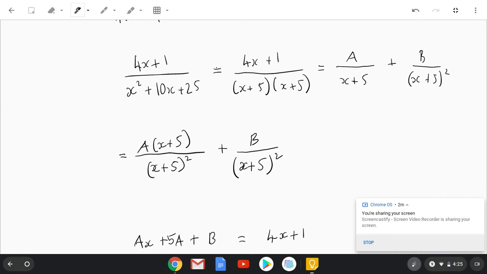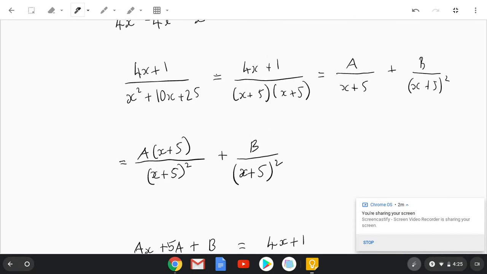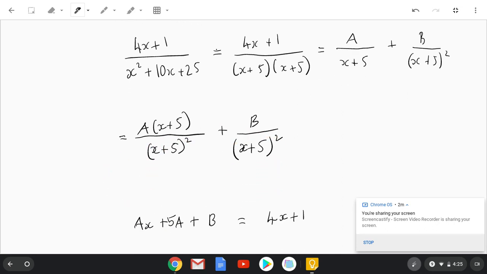Now, because these two denominators are not the same, what we are going to do is make them the same. So all we need to do is multiply out this factor by x plus 5, and we'll get x plus 5 all squared. But you have to do the same to the top, which is times by x plus 5. So we end up with this expression where both of the denominators are now the same.